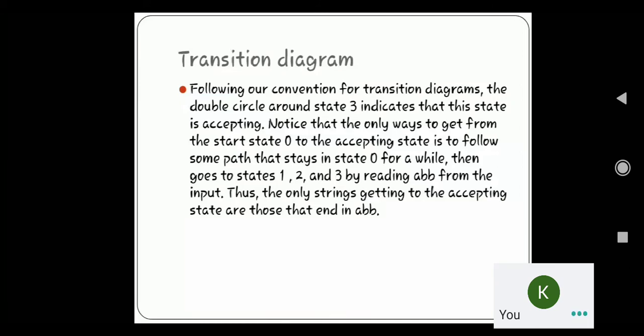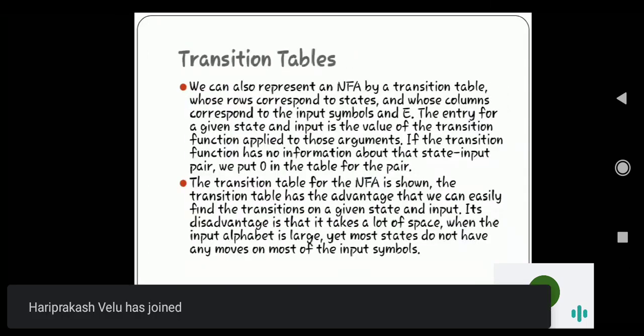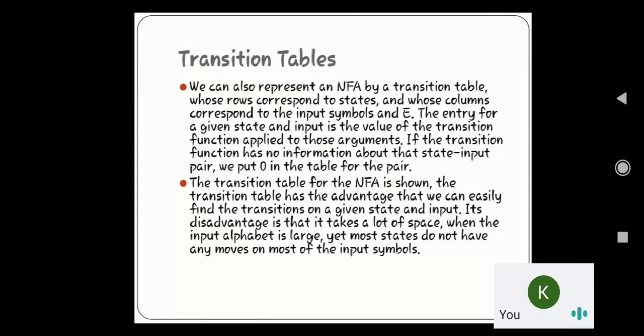See here, the states go from 0 to 1, 1 to 2, and then 2 to 3, and finally we have ABB in this input. That's what we have in this transition diagram. From 0 to 0 you will have any number of A's or B's, then from 0 to 1 you have A, from 1 to 2 you have B, and from 2 to 3 you have B. So any number of A's or B's, but it has to end with ABB. That's the condition.